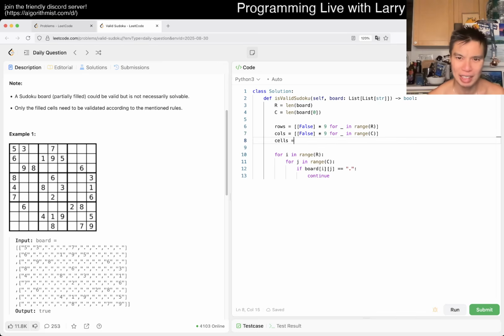And then maybe just cells. I guess there's 9 cells. I don't know if that's better, right?